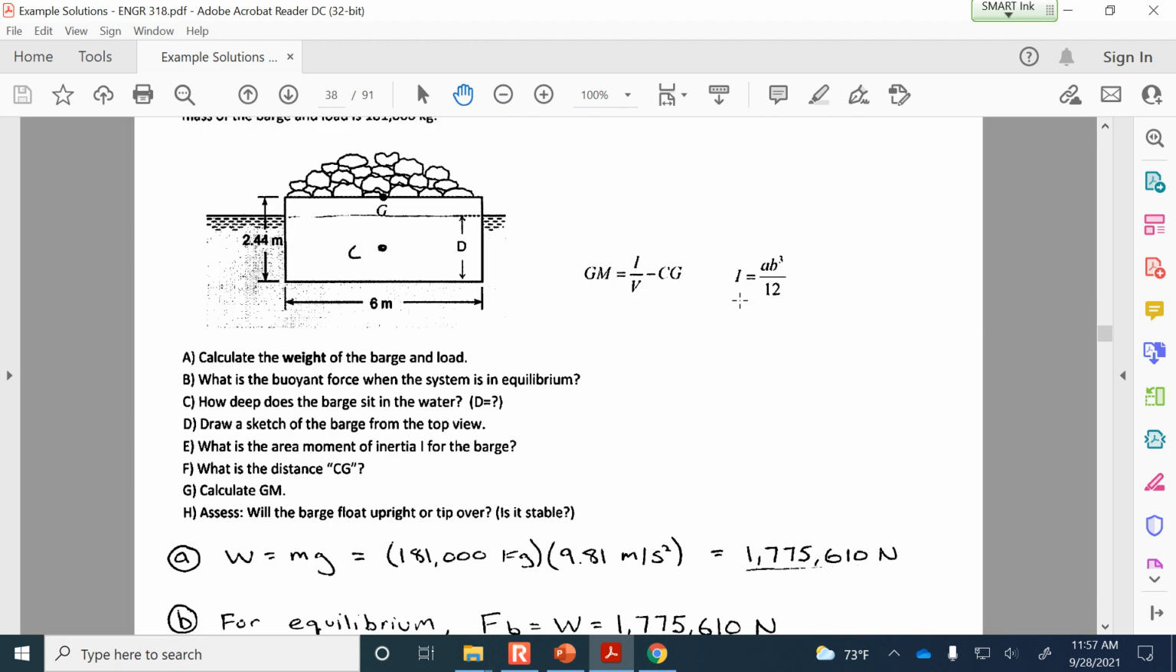Yeah. What happens when GM equals 0? When GM equals 0, I don't know. I guess that's kind of a no man's land. It'll be stable until a wave hits it, and then it'll tip over. I'd say if it's 0, that's unstable.